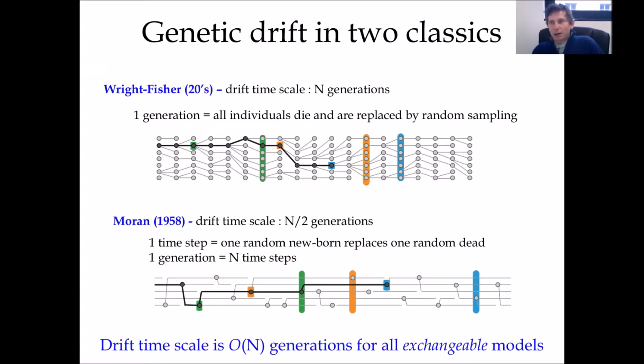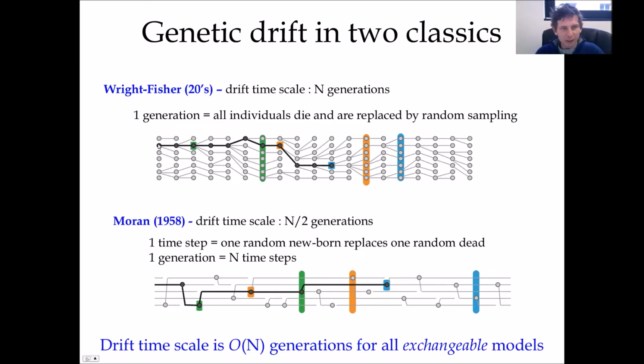Two classical implementations of that standard neutral model are the so-called Wright-Fisher model. I assume everyone is more or less familiar with that, so I'm going to be very quick. In a Wright-Fisher model, here you have time, and generations are discrete. At every generation, everyone dies and is replaced by a random sample of the previous generation. So for example, that individual is a descendant from this one, and these two descend from this one. And this is a realization of the process.